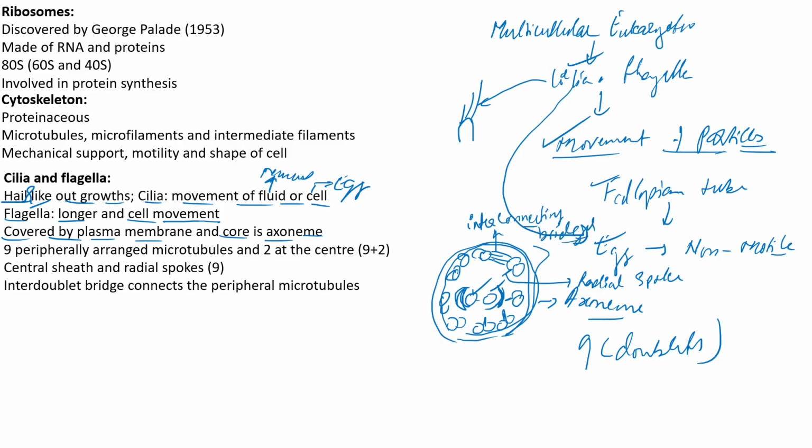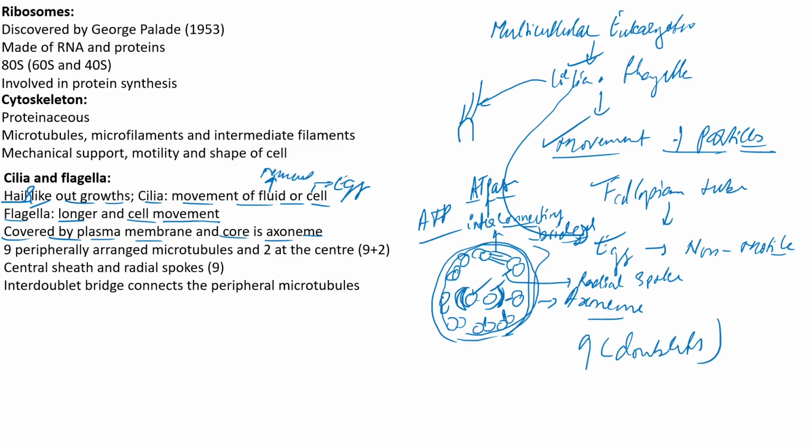So these structures ultimately help in movement. And remember, for the movement, again, it is at the expense of energy. ATP is required for the movement of cilia or flagella. If you recall, this interconnecting bridge is actually an ATPase. It means that it hydrolyzes the ATP to ADP and inorganic phosphate.